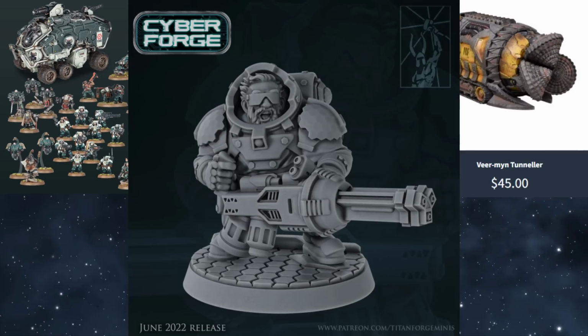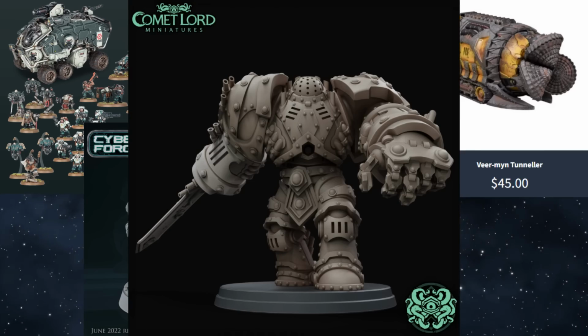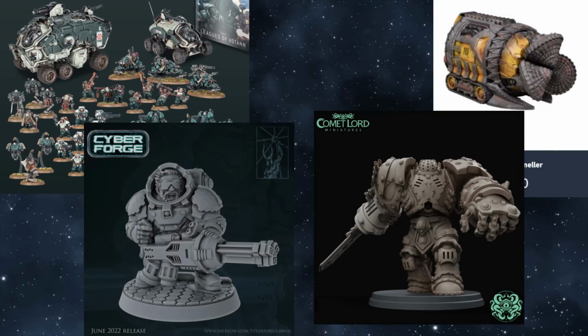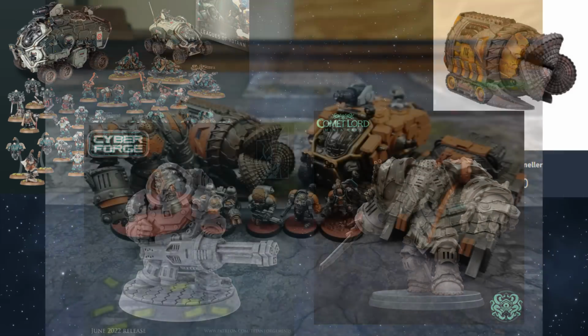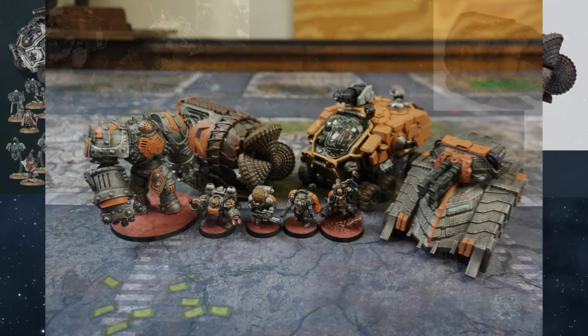I also added some heavy weapon models from Titan Forge. I added walker units from another different STL creator, but once everything was painted with that uniform color, it all fit in. So that's why model agnostic games are pretty darn awesome.